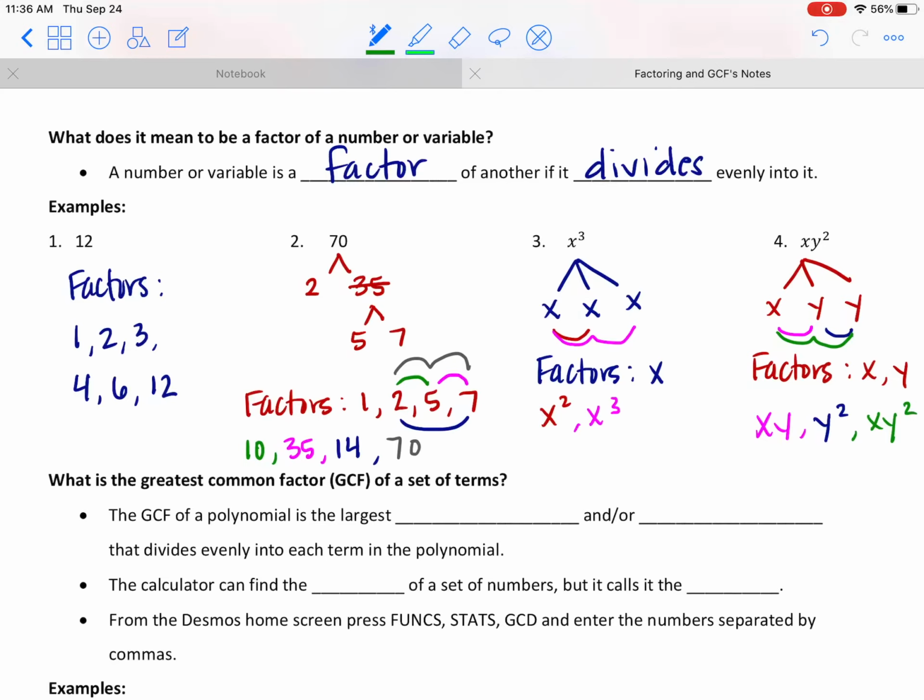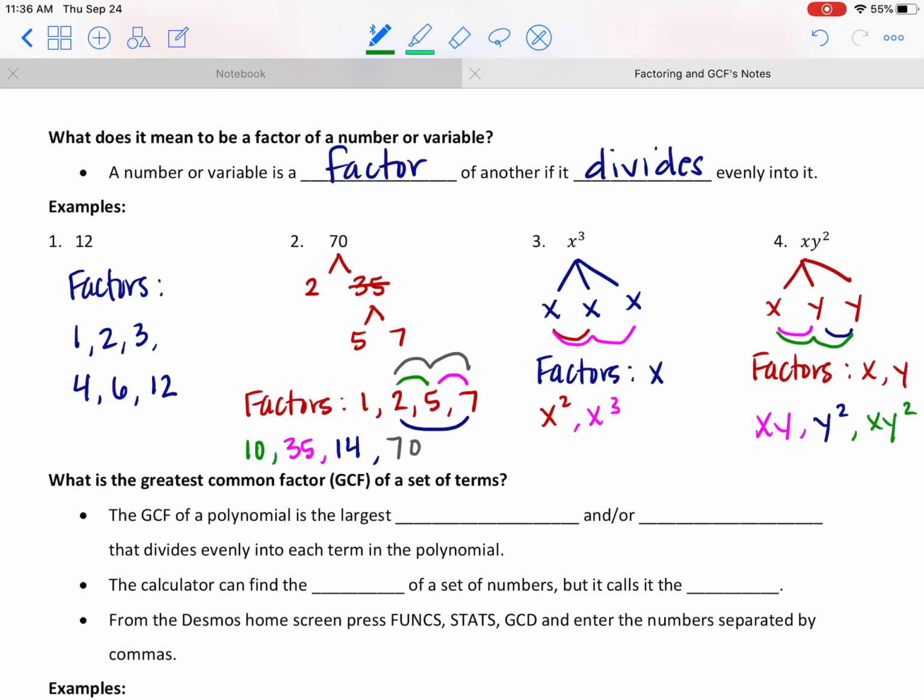Okay, so we can find factors, hopefully, of numbers and or variables. But the goal is to be able to look at not just one number at a time or one variable term at a time. It's to be able to look at a set of these things and determine what is the greatest common factor for that set of terms.